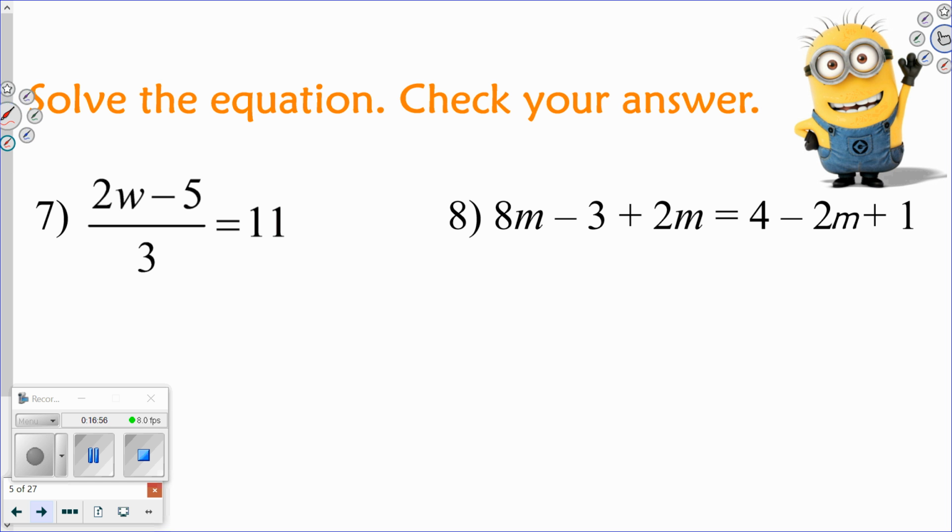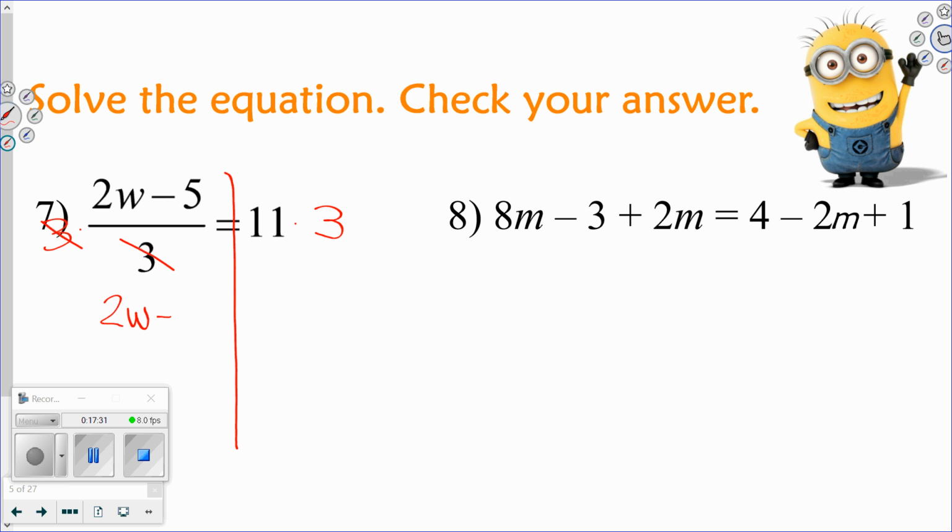Number 7. I'm trying to get w by itself. What do I have to get rid of first? Yeah, I need to get rid of this 3 first. A lot of students are like, well, can't I just add 5? Do you see how it's raised up? It's almost like on a pedestal, like it can't get off, right? It doesn't know how to move. I have to get rid of the pedestal. So if I multiply by 3, that cancels that pedestal out, and it's no longer up high.